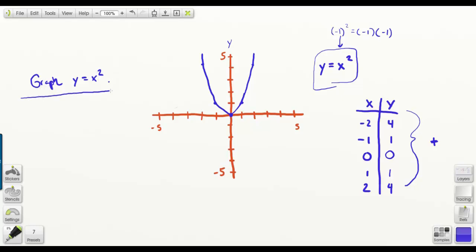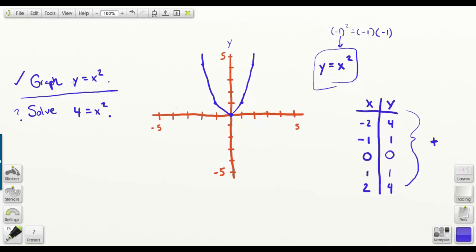I'm going to say, what if you got a question that said, not graph y equals x squared, but solve 4 equals x squared? And I want us to think about what that means. So here we just graphed y equals x squared. Now I'm asking you, what does it mean to solve 4 equals x squared? Now first, what's the difference between graphing this function and solving this equation? Well, the most obvious is that there's no more y.